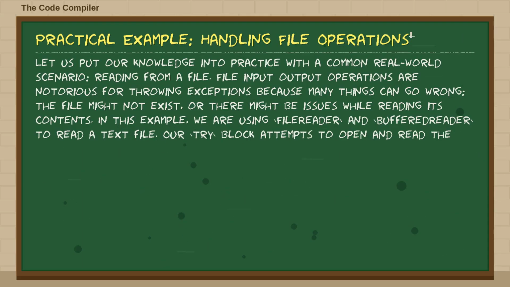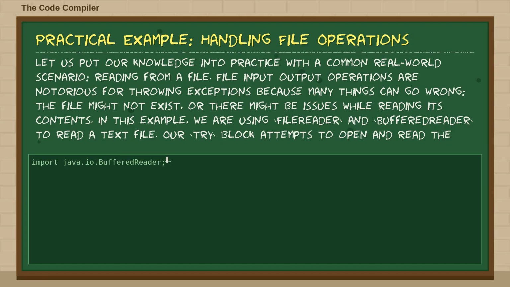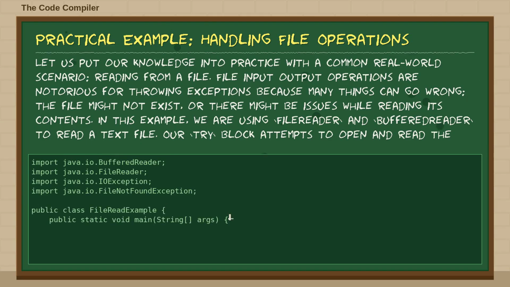If the file is not found, a FileNotFoundException is caught. If any other input-output error occurs, an IOException is handled. Crucially, our finally block ensures that the file reader is always closed, preventing resource leaks even if an error occurred during reading. This is robust programming in action.